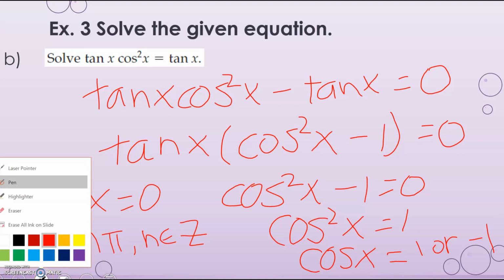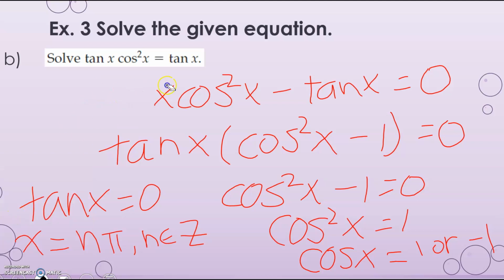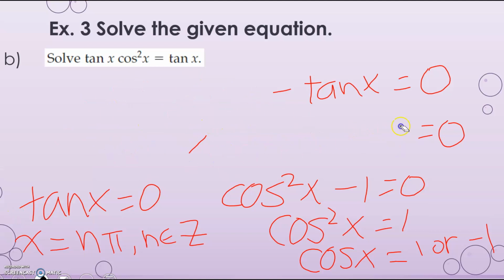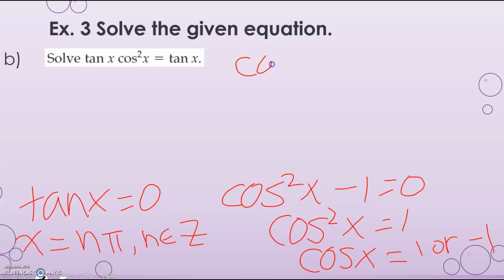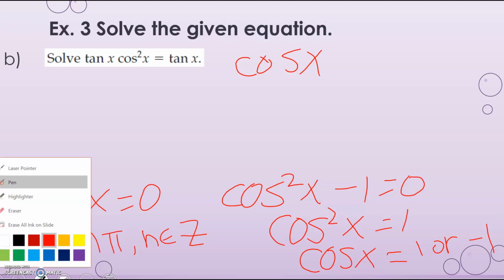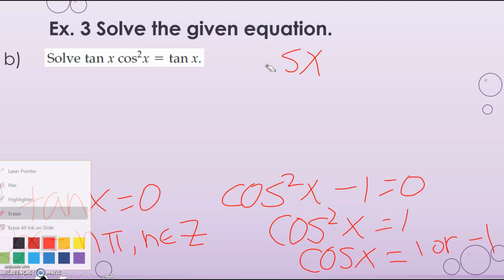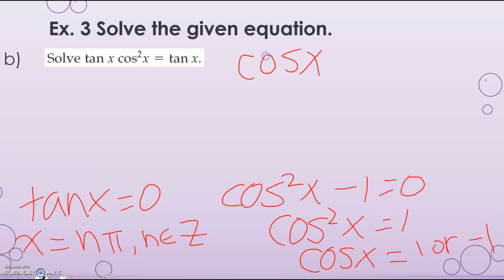Okay, so I gotta erase a little board because I need more space. They're right on top, so I'm going to say cosine of x equals 1. And then cosine of x equals negative 1. Oops, need a little space. You know what? I'm going to shift this whole thing over so you guys can see what I'm writing. Okay.